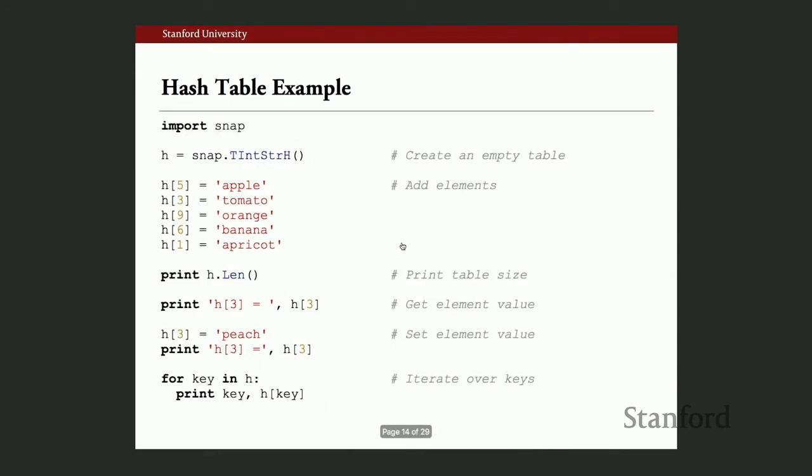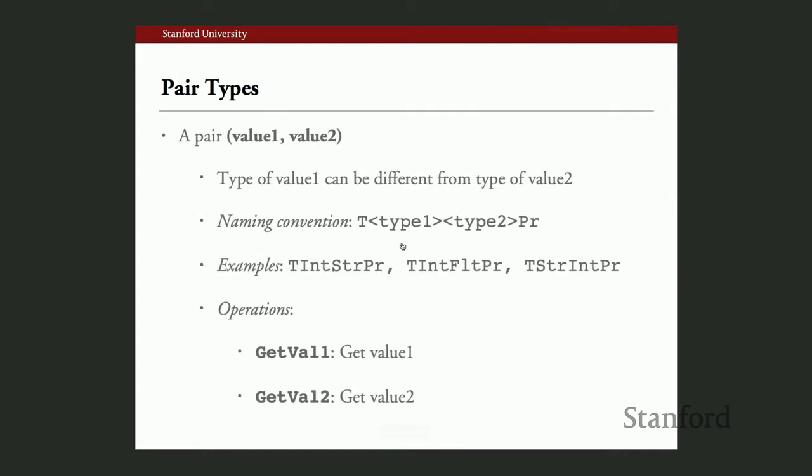So pretty straightforward there. And then here's just a quick code example for the hash table. So again, in the first line, you create the hash table. And then you add a bunch of elements to it. You get the size. You can set element values, iterate over the keys. So it's pretty straightforward.